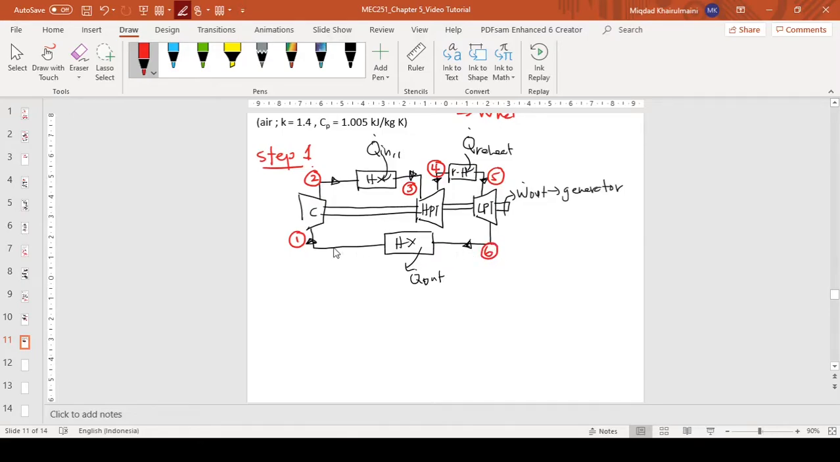Okay, so we have 6 states here. So this is the schematic diagram. Okay, not the TS diagram, but the schematic diagram. Okay, so this is step 1.